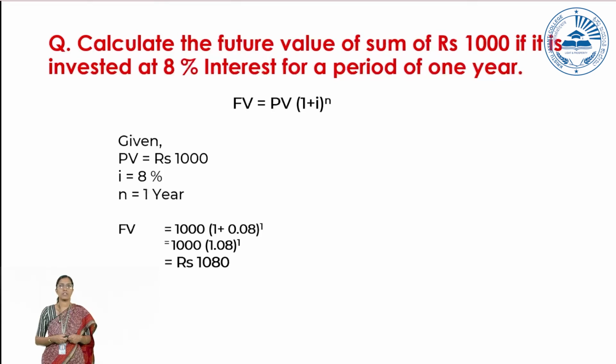I hope you are clear with the concept of the compounding technique. Once again, as a conclusion, the compounding technique is a technique of calculating the future value of a present sum of money. So it is also known as the future value technique. The other name of the compounding technique is the future value technique, and using the formula you can calculate the future value of a present sum of money for N number of years.